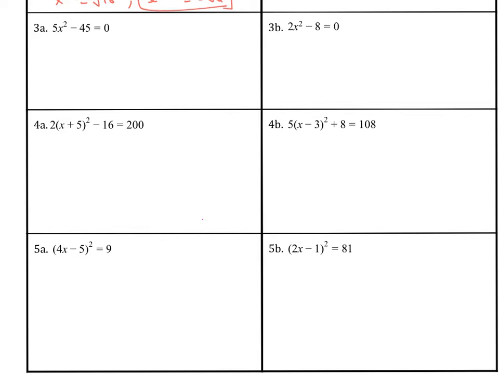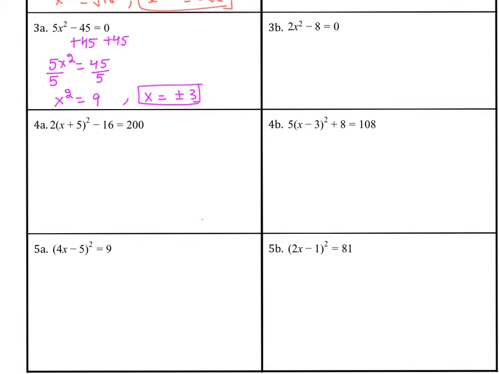Next is question number 3a. So you're going to add 45 on both sides. 5x squared equals 45. You're going to divide by 5 on both sides. x squared equals 9, and then you're going to take a square root on both sides. x equals plus or minus 3.